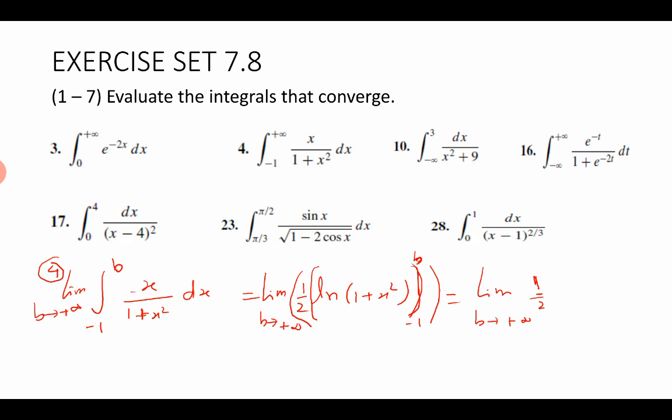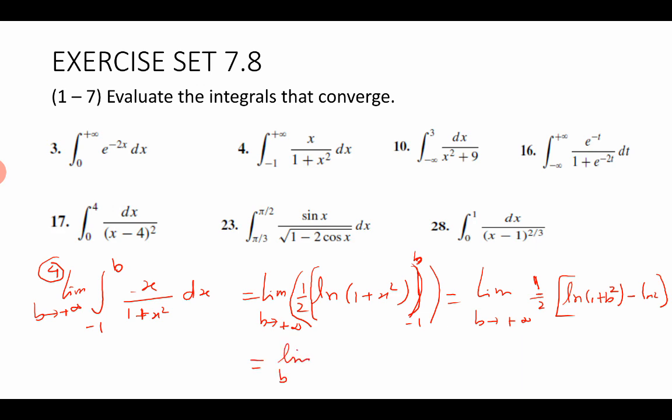Substitute the upper and lower limit. What do you get? Upper limit is b ln(1 + b²) minus, when the lower limit is substituted, minus 1 squared is positive 1, ln(1 + 1), which is ln 2, isn't it? So okay, what happens here?